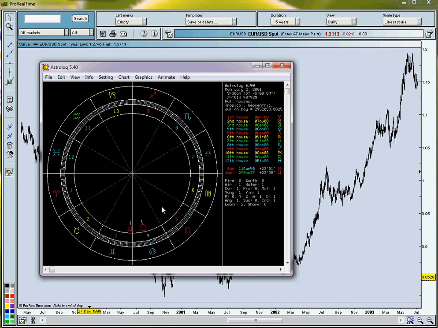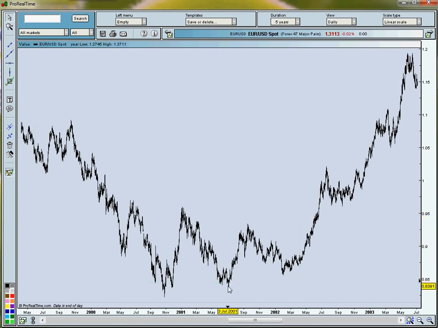And if we pay attention to the sun here, if we go back in time to the sun, when the sun is in opposition to where the sun was at the creation of the euro, we see that that falls on July 2nd, 2001, and that is almost exactly precisely on this low right here. The low's on July 5th, 3 trading days after the actual opposition of the sun to the natal sun.